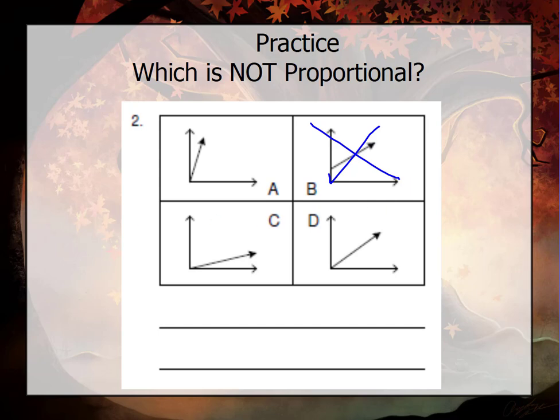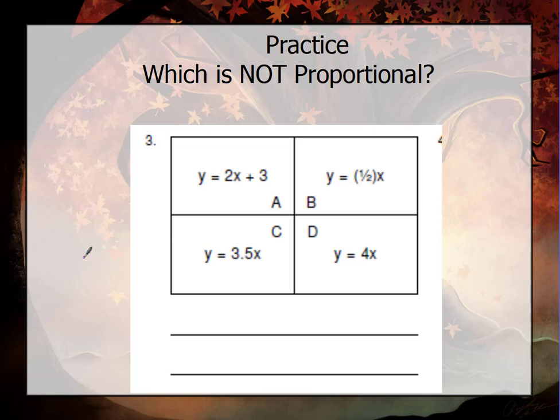One more t-chart, well, I see one more here real quick. So what about an equation? Remember, for an equation to be proportional, it must have a y-intercept of 0. This one's got a y-intercept of something other than 0. So this one's not proportional. Each of the other 3 are.